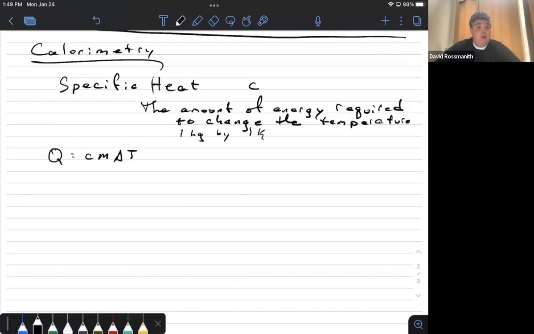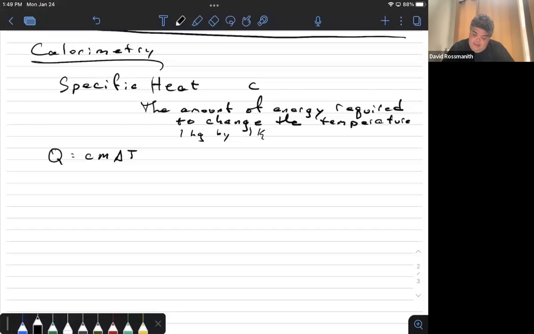The more you're trying to change its temperature, the more heat you have to add or subtract. You're trying to heat it up, you add it. You're trying to cool it down, you take heat away. So this is our first big equation. How much energy does something require to change its temperature by whatever delta T you want? Well, this is the equation.